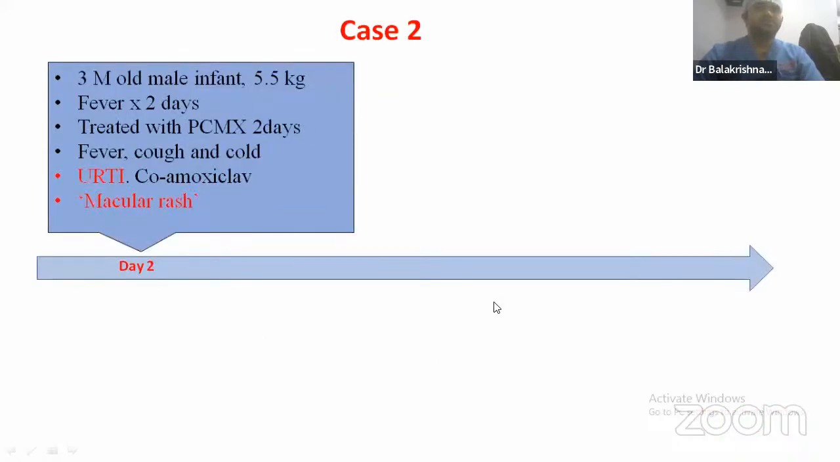So this is the next child, going into case 2. A 3-month-old male child, 5.5 kgs, with fever for 2 days. He was treated with paracetamol for 2 days. So fever, cough, cold, diagnosed as URTI. The child was started, obviously, on Augmentin, and on examination had a macular rash, otherwise clinically stable.